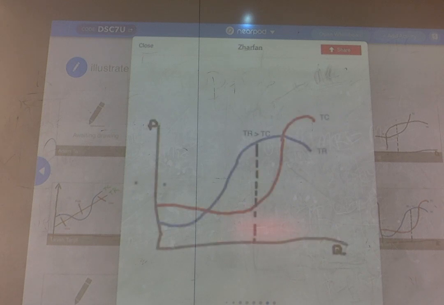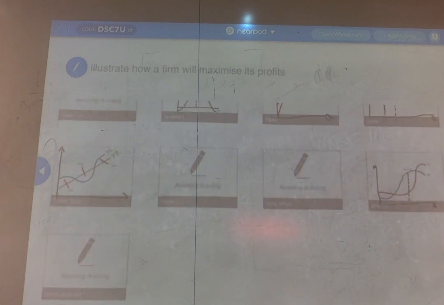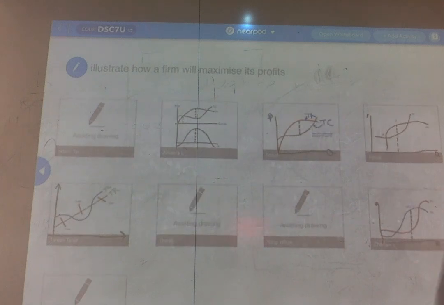And Sarfan has got spaghetti. Good man. And Adam, we're still waiting on Adam's. Right, Zara's. Here it is.